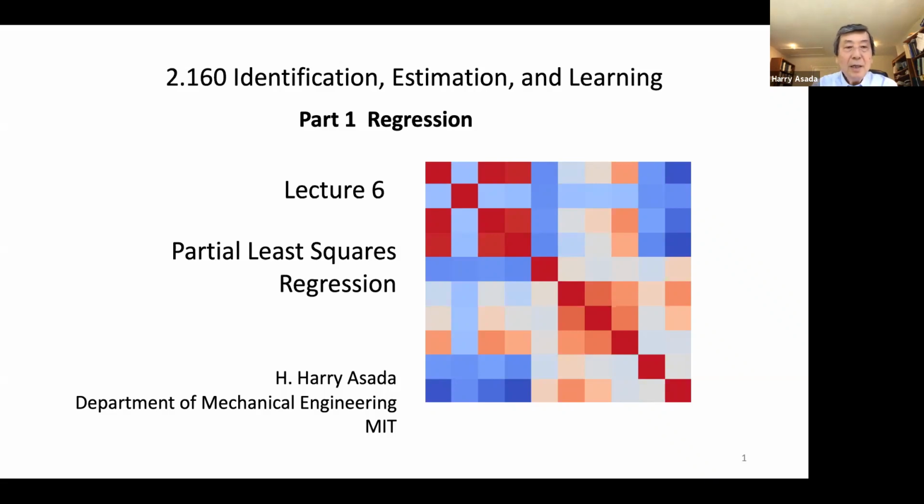Okay. So this is the 2160 lecture 6, partial least squares regression. So we introduced PCR, principal component regression, last time. But I know that there's a certain limitation to the PCR.